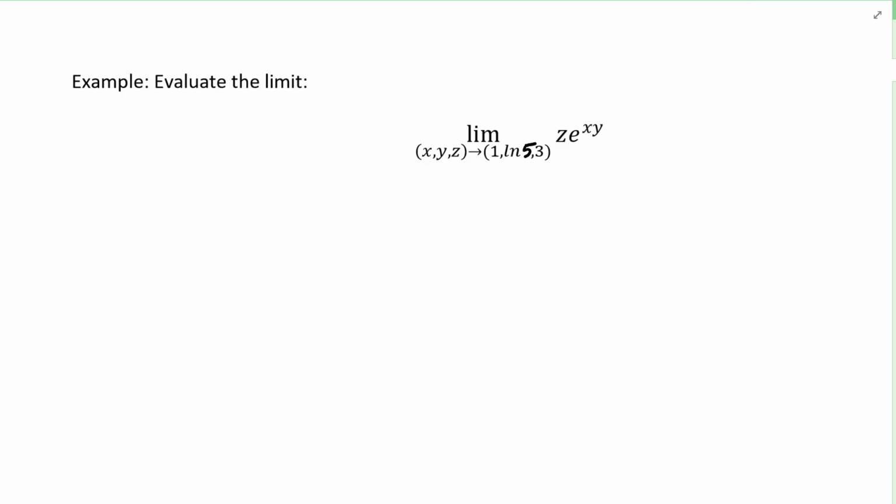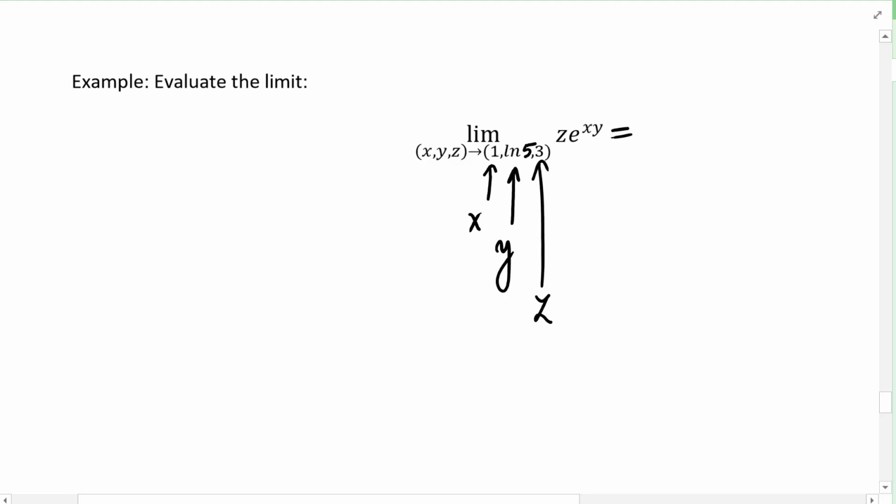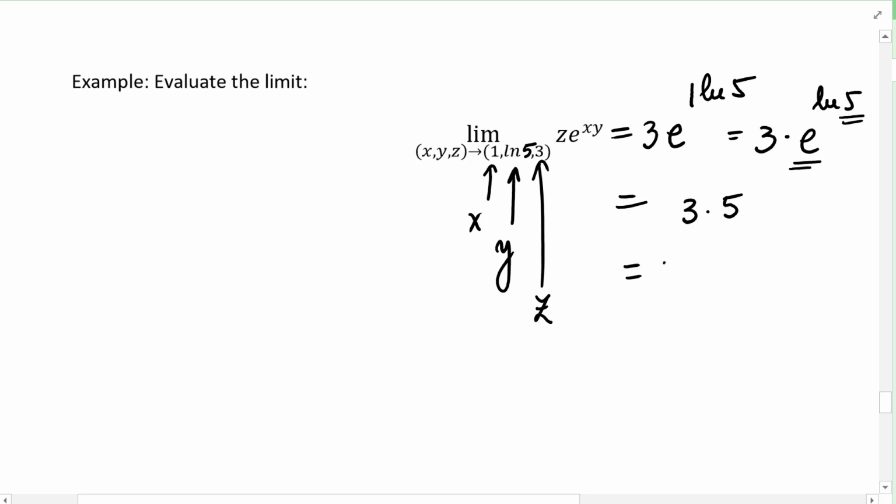Let's calculate another limit: the limit as (x, y, z) approaches (1, ln 5, 3) of z e to the xy. Let's replace each: this is x, this is y, and this is z. So we get 3 e to the 1 times ln 5, that is 3 times e to the ln 5. When the base of e and the base of the ln are the same, we get just 5. So it's 3 times 5, which is 15.